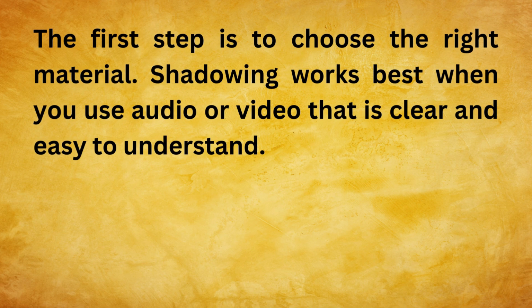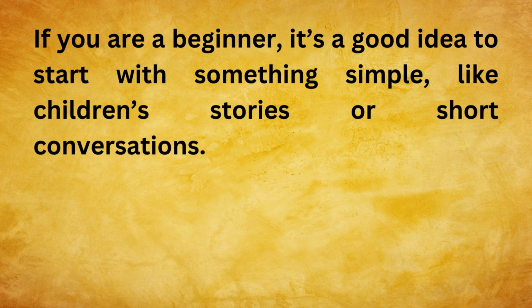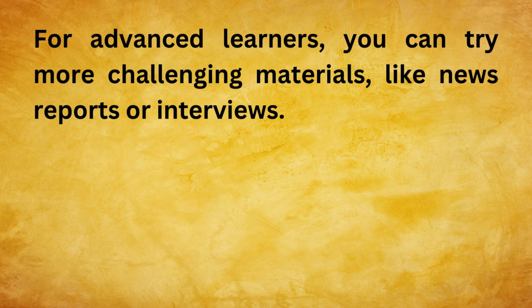The first step is to choose the right material. Shadowing works best when you use audio or video that is clear and easy to understand. You can pick a podcast, a YouTube video, a movie clip, or even an audiobook. If you are a beginner, it's a good idea to start with something simple, like children's stories or short conversations. For advanced learners, you can try more challenging materials, like news reports or interviews.